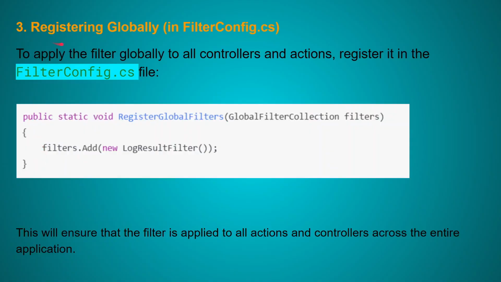And registering globally in FilterConfig.cs. To apply the filter globally to all controllers and actions, register it in the FilterConfig.cs file. In the public static void method, here we have added the LogResultFilter. This will ensure that the filter is applied to all actions and controllers across the entire application.